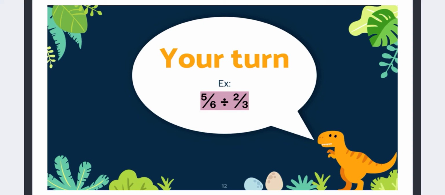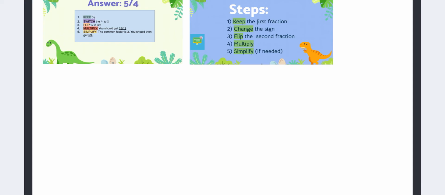Now it's your turn. I want you to pause the video and try 5/6 divided by 2/3 using our 5 simple steps. You should get 5/4. You would first keep 5/6, change the sign to a multiplication sign, and flip 2/3 to its reciprocal, 3/2. Then we'll multiply it and we should get 15/12.